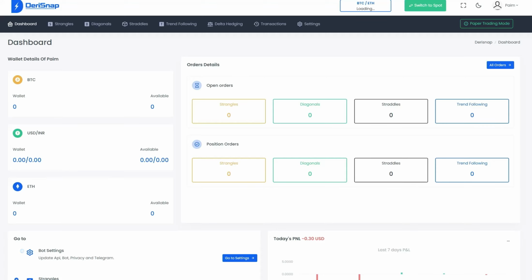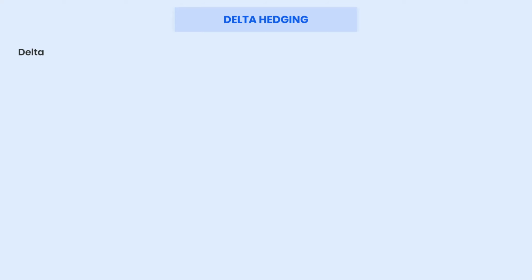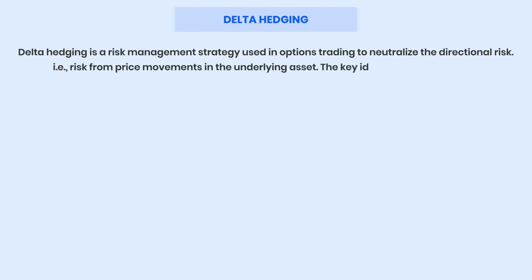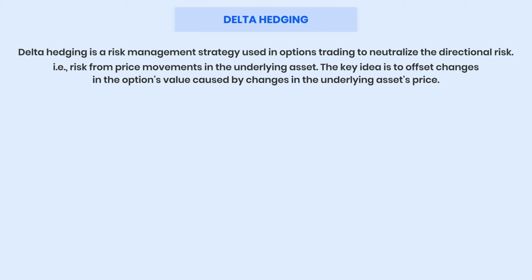Welcome to Derisnap.com. In this video, you'll see how to use Delta Hedging for the strategies. Delta Hedging is a risk management strategy used in options trading to neutralize the directional risk. That is, risk from price movements in the underlying asset. The key idea is to offset changes in the option's value caused by changes in the underlying asset's price.